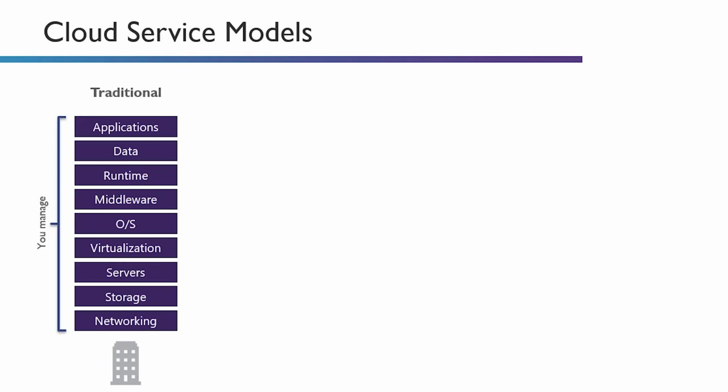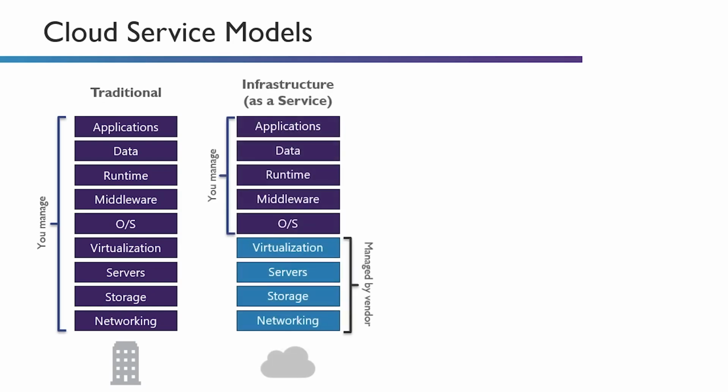Well, cloud came along, after virtualization, built upon that idea and gave us additional models. The first one being infrastructure as a service, also known as IaaS in the industry. The big difference being is that we no longer manage those bottom four pieces of the stack. So that takes away networking, storage, servers, and virtualization. In the Azure world, Azure will manage all of those for us.